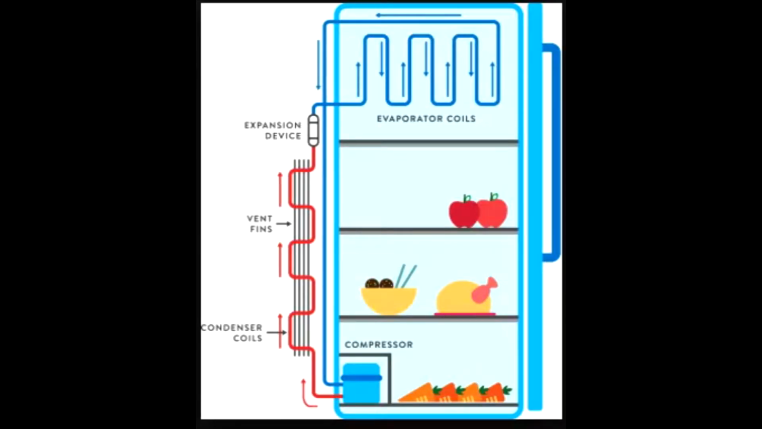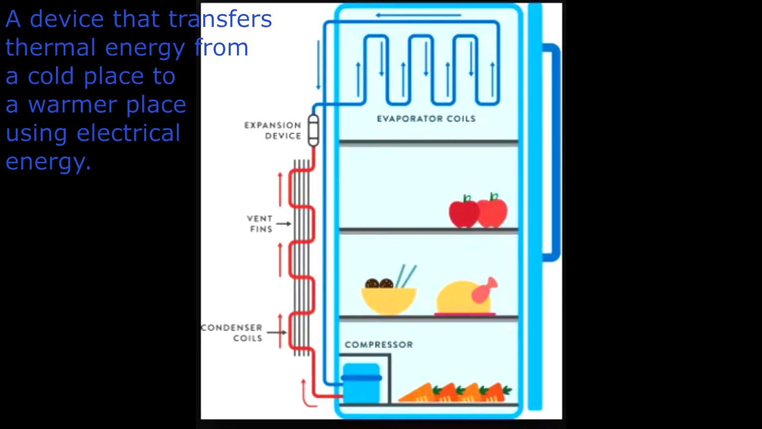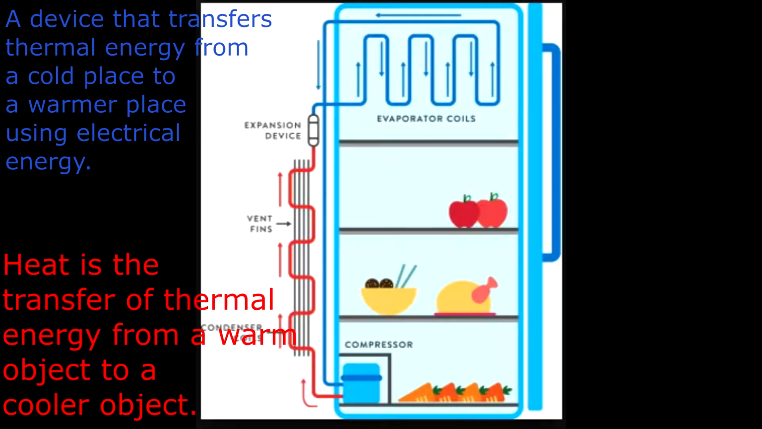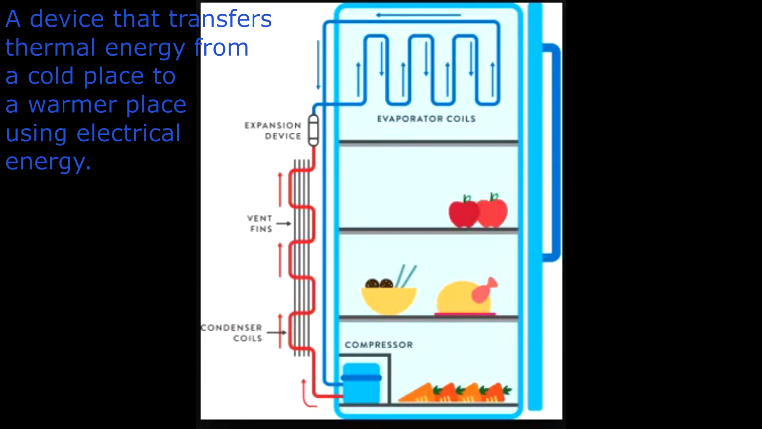Today we're going to be talking about how a refrigerator works. First of all, let's define what a refrigerator is. It's a device that transfers thermal energy from a cold place to a hot place. Now, if you look at the definition of heat, heat is the transfer of thermal energy from a warm object to a cold object. So this is doing the opposite, and it's using electrical energy to do this. So let's just have a look at how it all works.